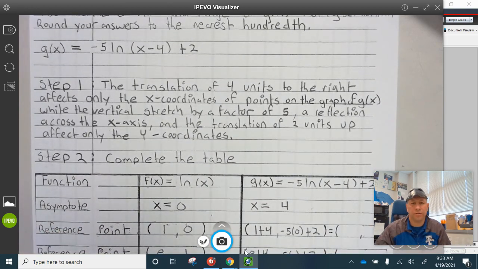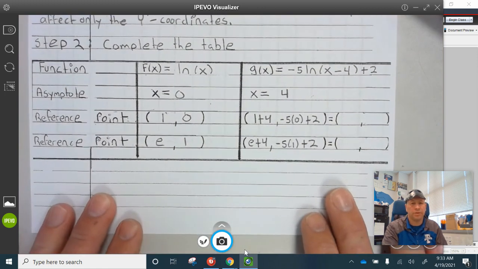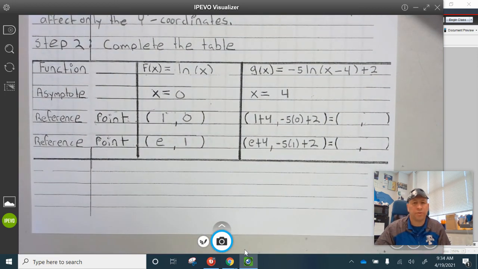Step 1. The translation of 4 units to the right affects only the x coordinates of the points in the graph of g of x, while the vertical stretch by a factor of 5, a reflection across the x-axis, and the translation of 2 units up affect only the y coordinates. Complete the table. F of x equals natural log of x. The asymptote is x equals 0. The reference points are 1, 0, and e, 1.